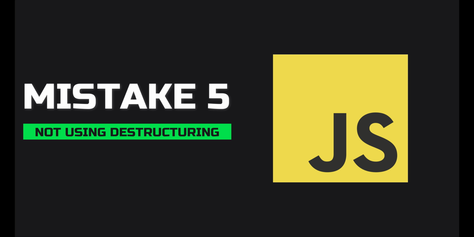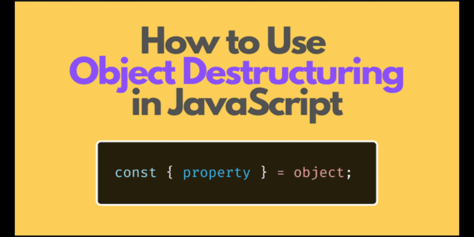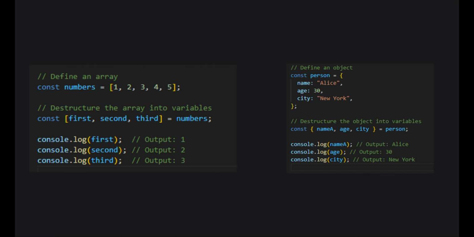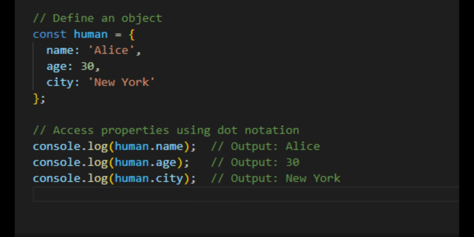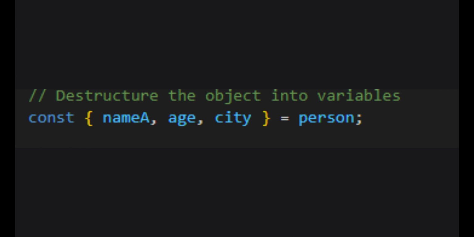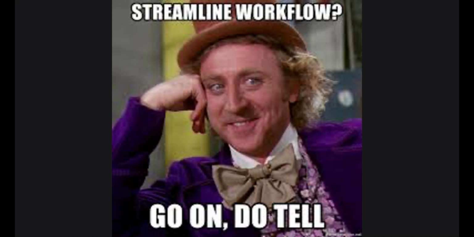Halfway there with mistake number 5, not using the destructuring assignment. Destructuring allows you to unpack values from arrays or properties from objects into distinct variables. This can make your code cleaner and more readable. Instead of accessing object properties like person.name and person.age, you can write const { name, age } = person. It's a neat way to streamline your code.